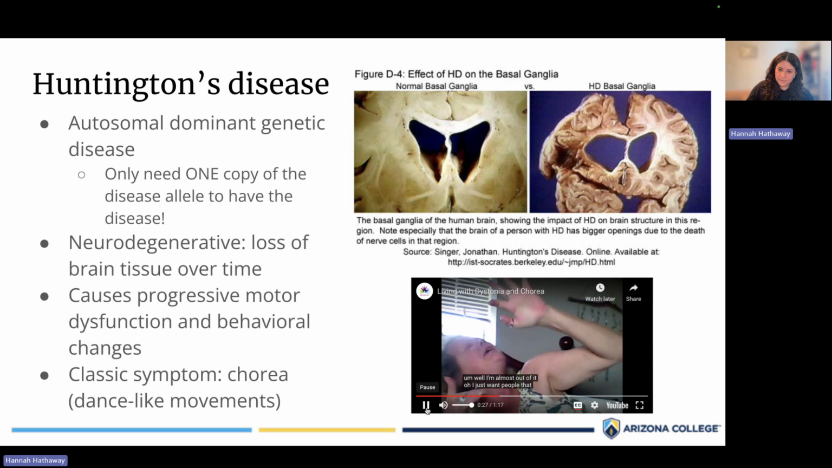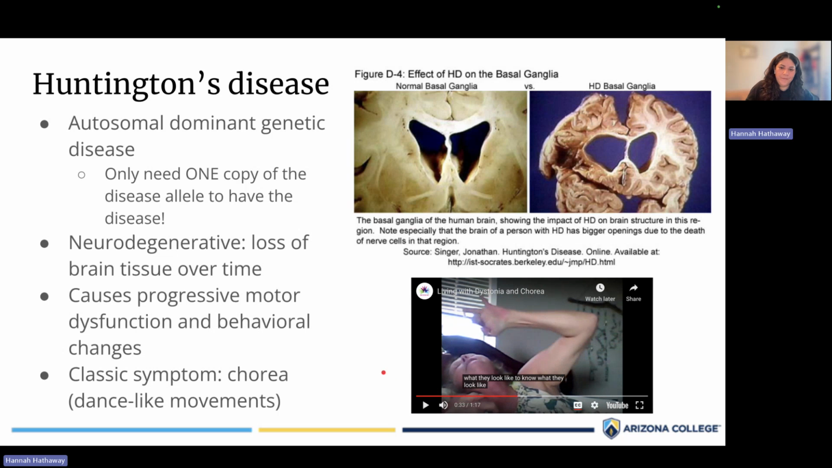I just want people that don't know what they look like to know what they look like. Okay, so you can see there that she's obviously having trouble controlling her movements. So that's what we mean by motor dysfunction. And the fact that it's kind of like this shaky, jerky movement as opposed to just like a tremor is why it's called chorea, sort of like a dance, like a bigger movement. So that is the third genetic disease that you need to know, Huntington's disease.